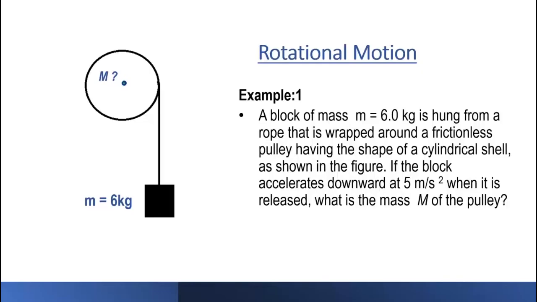In this example, we have a block of mass 6 kilograms hung from a rope that is wrapped around a frictionless pulley having the shape of a cylindrical shell. This block is accelerating downward with an acceleration of 5 meters per second squared, and the objective is to find the mass of this pulley.